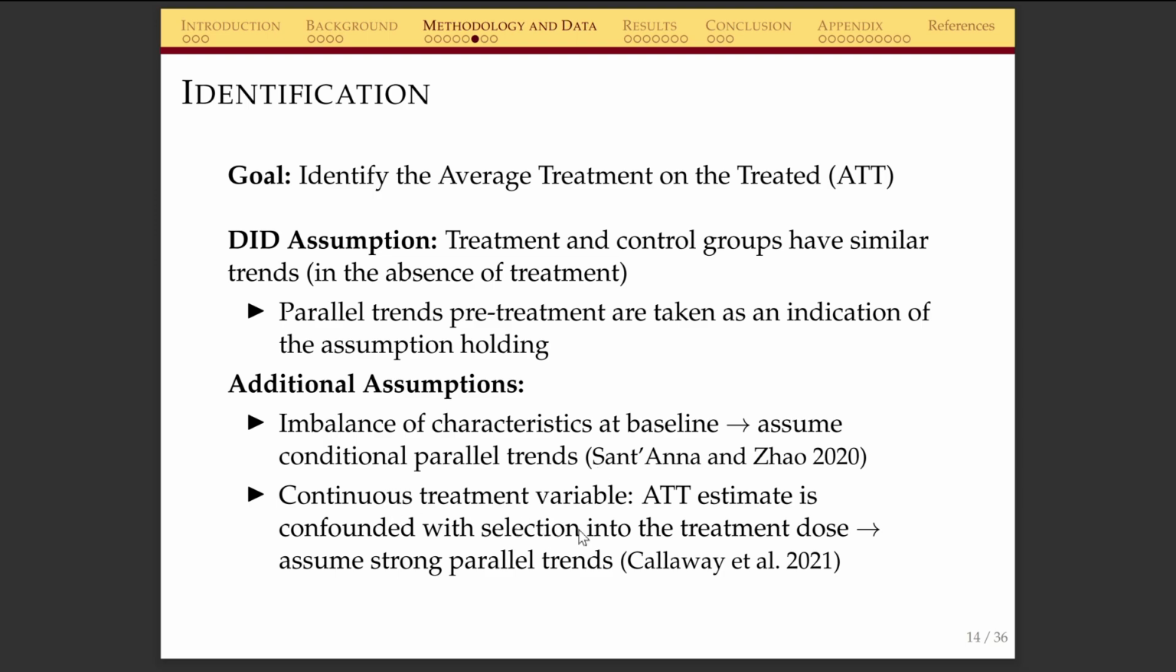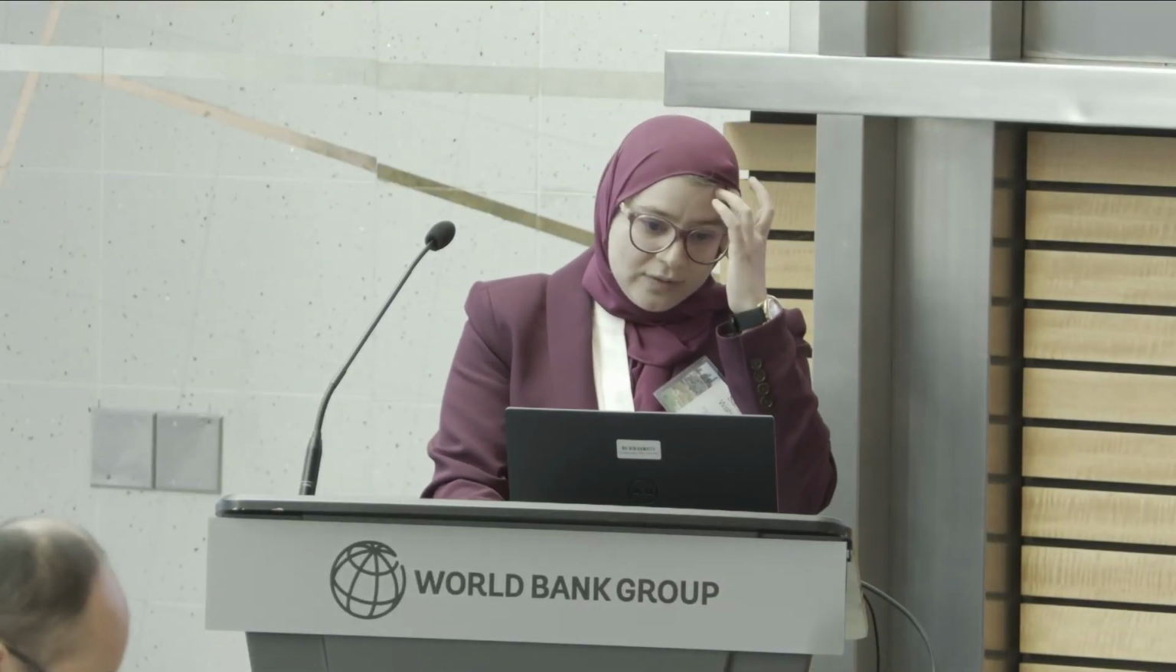And the other thing that I'm dealing with is that my treatment variable is a continuous variable, which has been shown in the recent literature to be confounded not just by the selection into the treatment or control, but the selection into the specific treatment dose. And so I need to assume strong parallel trends so that the parallel trends hold across all the different dosages, not just across treatment and control. And the conditional parallel trends help with this as well.